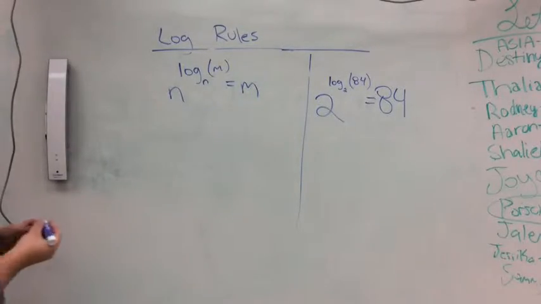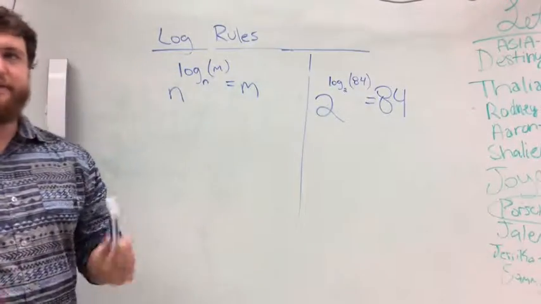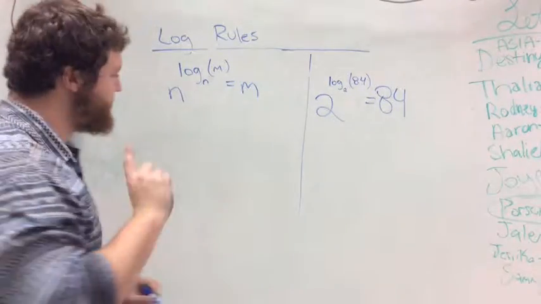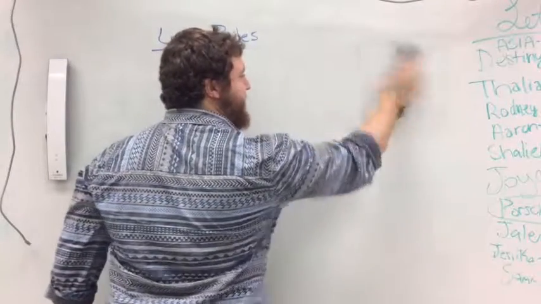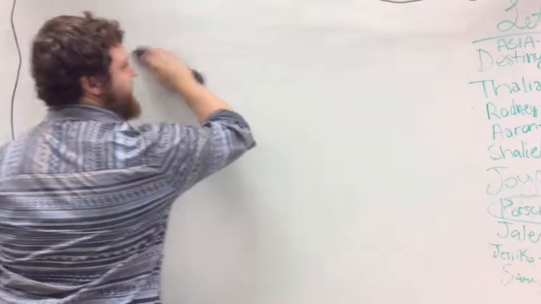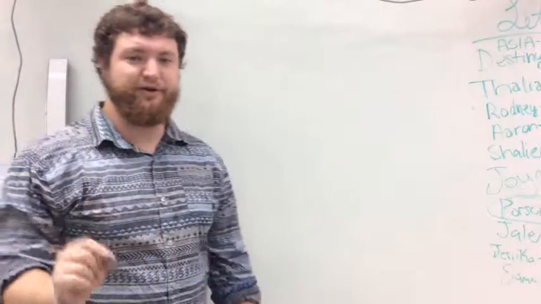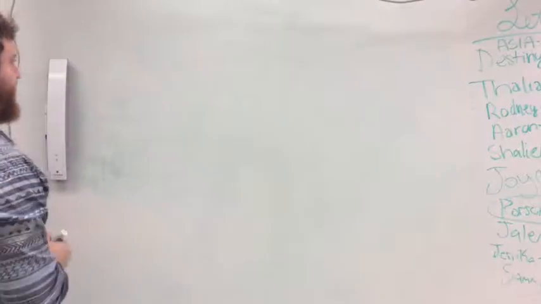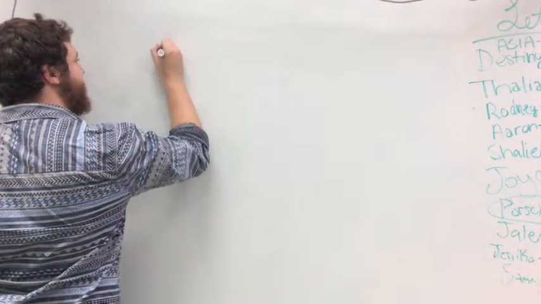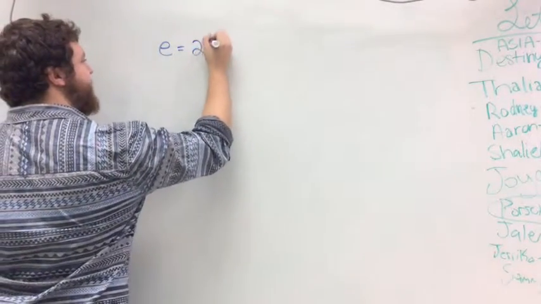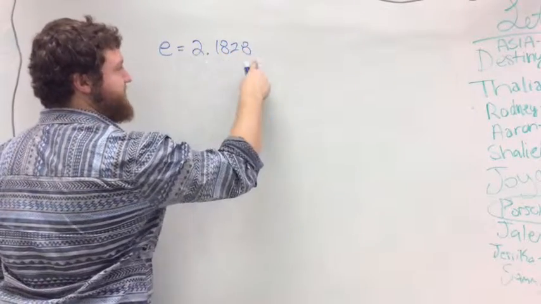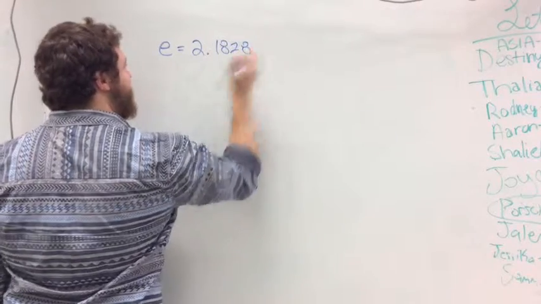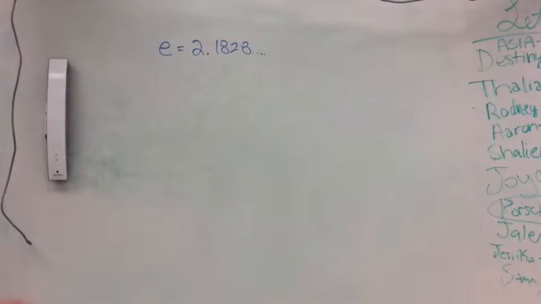Now, that's log. So log naturally has a base of 10. Now I'm going to show you another number. This number is not really a number. It's like pi. Remember how pi goes on forever, 3.14159, I don't know, it goes on forever. I'm going to give you another one of those numbers. It's an irrational number, and it's e. So e is like 2.718, and then it goes on forever.